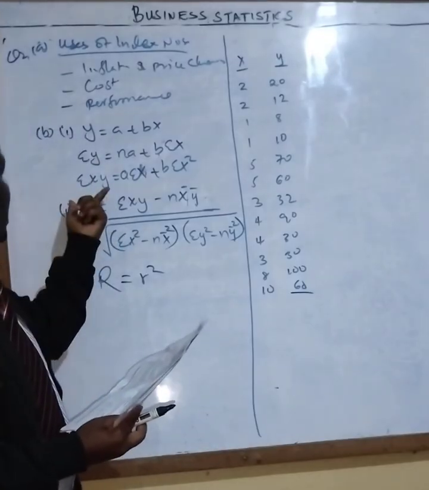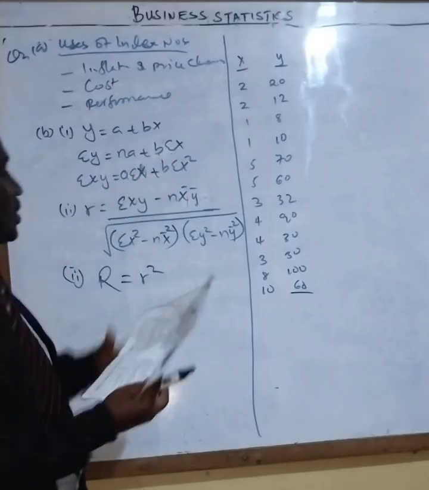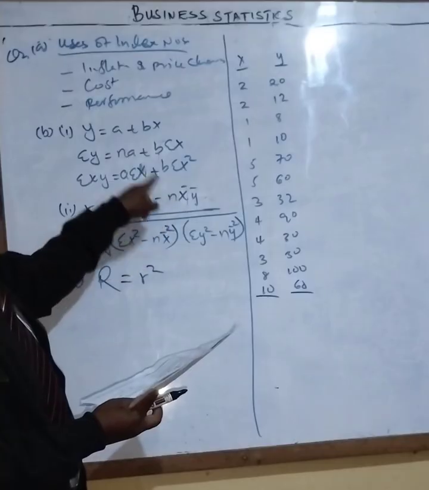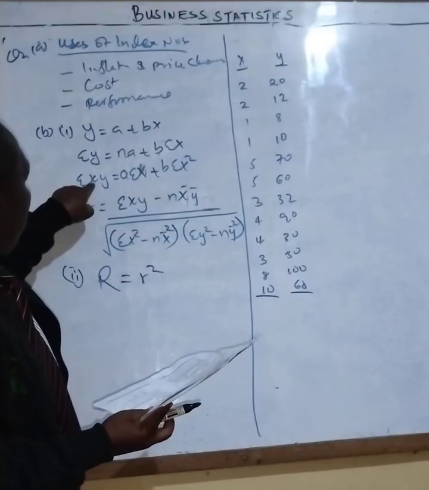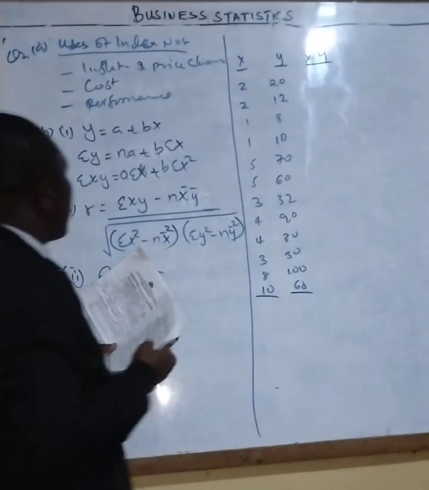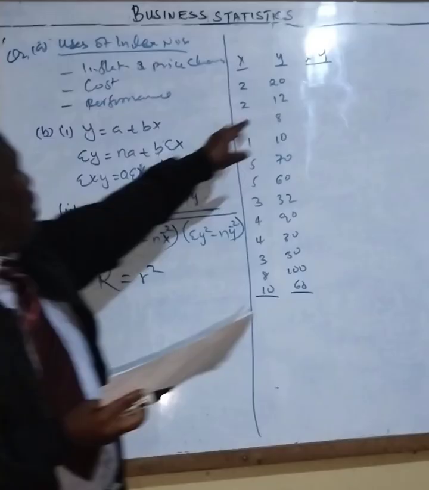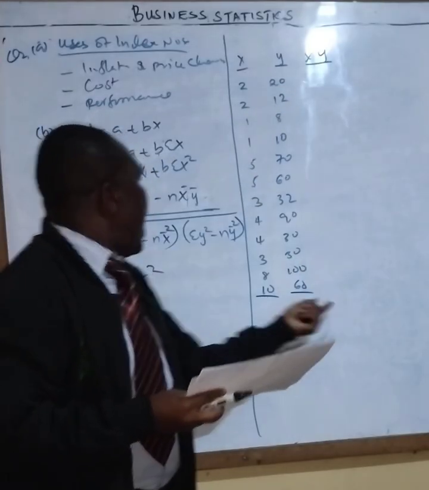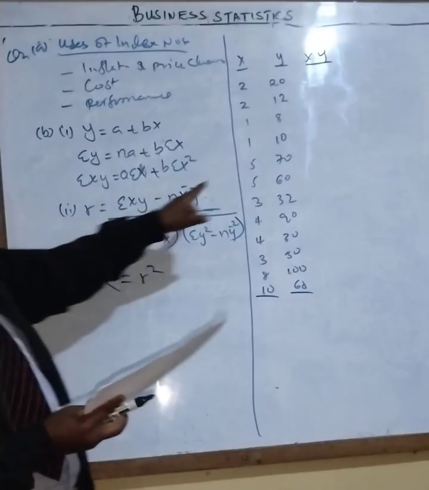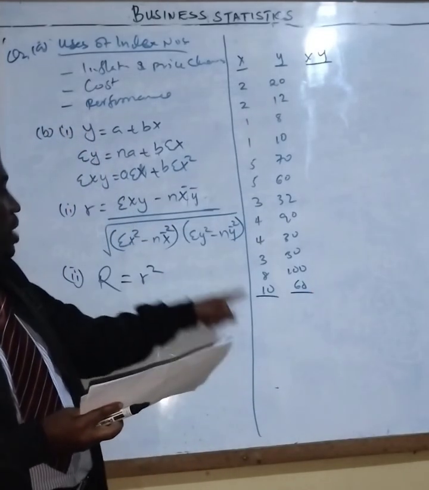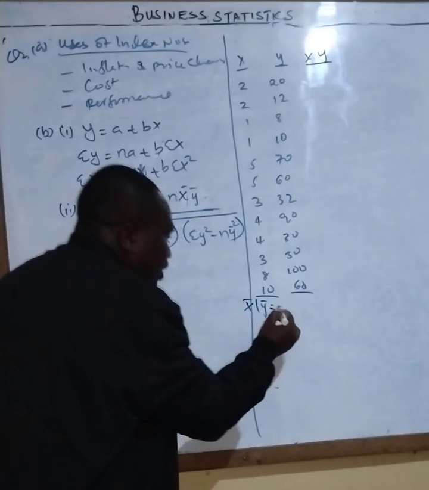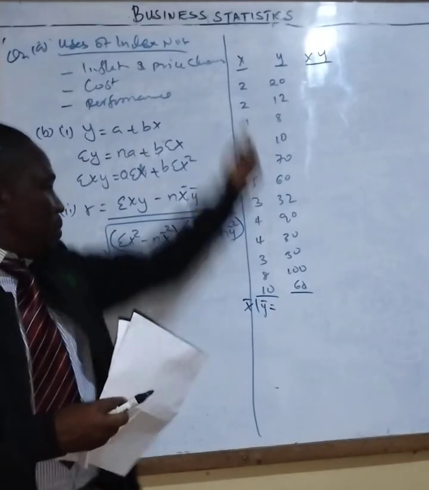Again, what I need here is to find the summation of X, so I need to add the values of X. Then I also need XY, so I just add XY here. Then I go to the second question, which says summation of XY. That I already have, but I don't have the mean. I will work out the mean here. I need the mean for X and Y from this table.